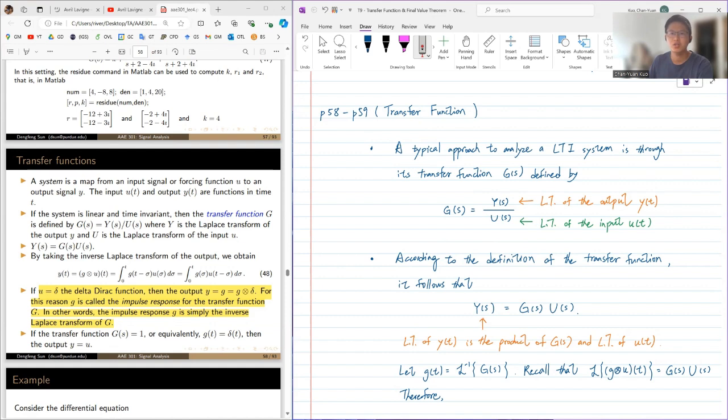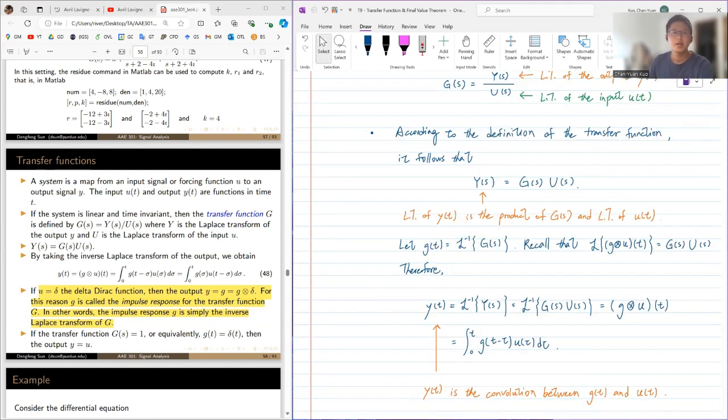According to the definition of the transfer function, if we multiply U(s) on both sides of the equation, we see that Y(s) is the product of G(s) and U(s). Now, recall that the product of two functions in the S domain is equivalent to convolution between the inverse Laplace transform of these functions in the time domain. Therefore, if we call the inverse Laplace transform of the transfer function g(t), then the output of the system in the time domain y(t) is simply the convolution of g(t) and the input u(t).